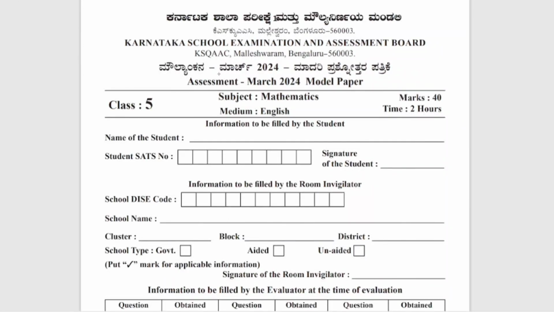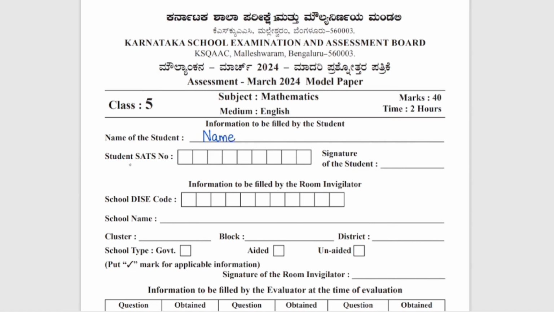Hello everyone, let us solve the model question paper for Class 5 Mathematics English Medium. Before we start solving the question paper, let us understand what is in the first page. In the first page, we have to write the name of the student. So in the given blank, write your name.